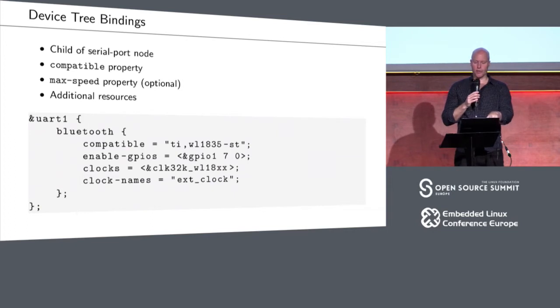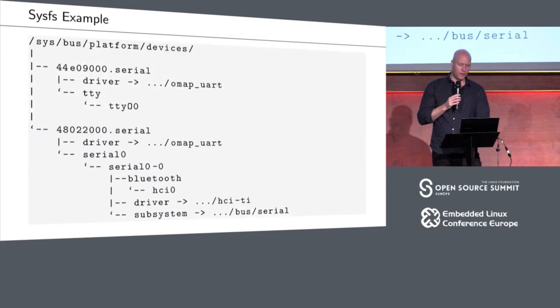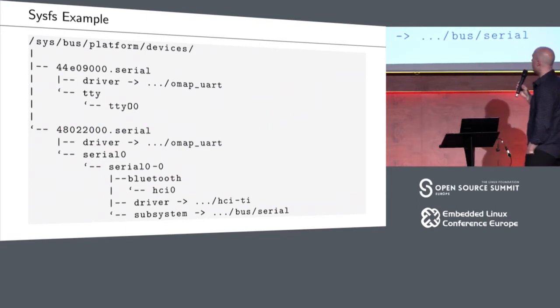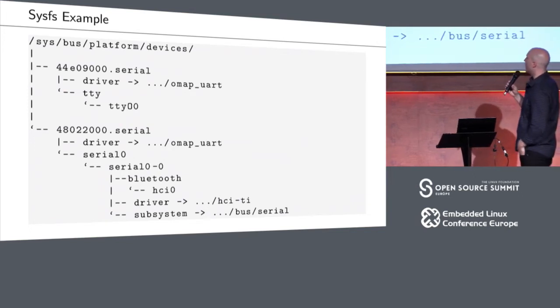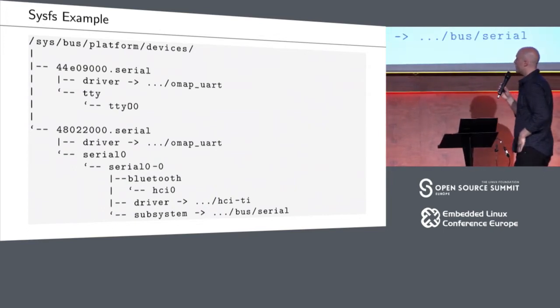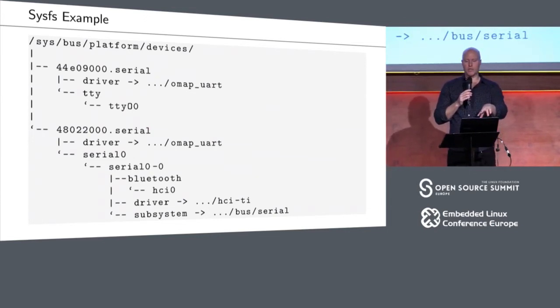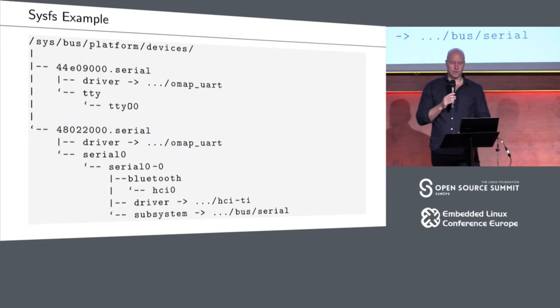So in this example, it's a Bluetooth node. It's being defined as a child of the UART1. It has a TI compatible property and GPIO and clock. And in sysfs, this would show up as something like this. We have here two serial ports. Both are being driven by OMAP UART. The first one does not have a child node in device tree, so there we get the character device class device registered, and in the other case, we're using the snippet from the previous slide. So we end up with a SerDev controller, serial0. It has one slave, serial0-0. And it's only when that driver has been bound on the serial bus, the SerDev bus, that the HCI device shows up in the system.